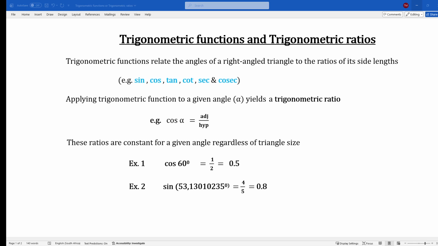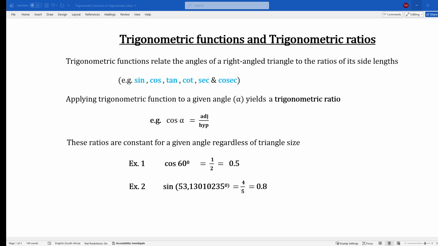Applying one of these trigonometric functions to a given angle will yield what is called a trigonometric ratio. For example, applying a cosine to angle alpha yields a ratio of adjacent over hypotenuse. And the same will apply if you apply the sine function to the angle alpha. It will yield opposite over hypotenuse.